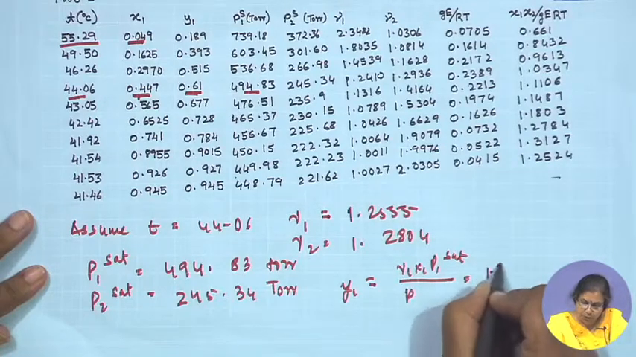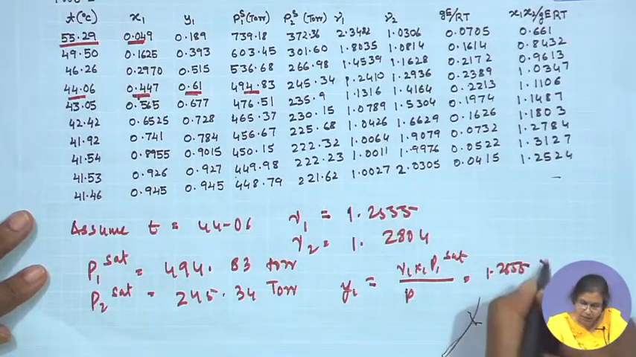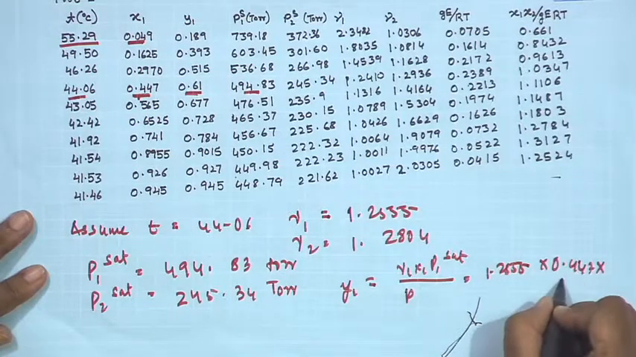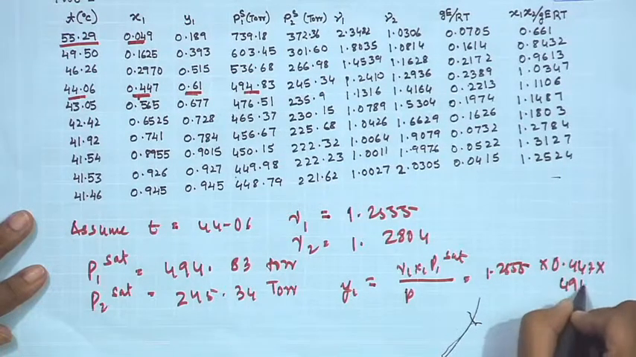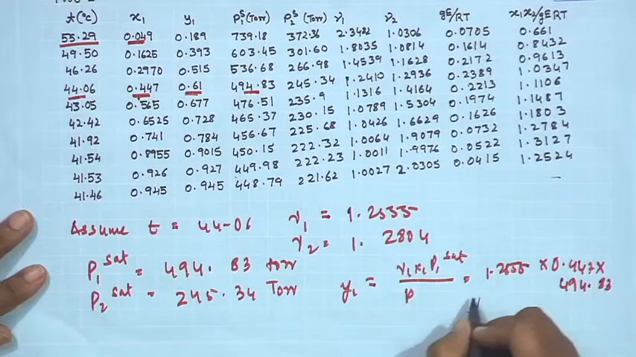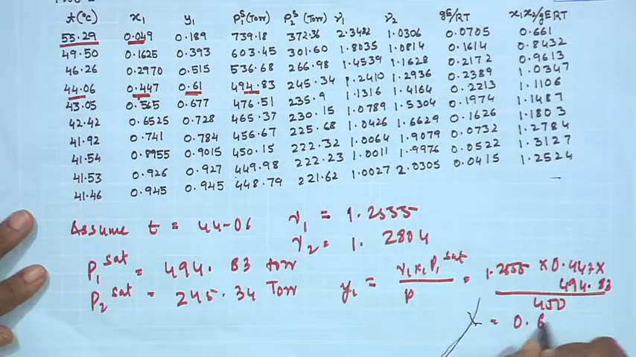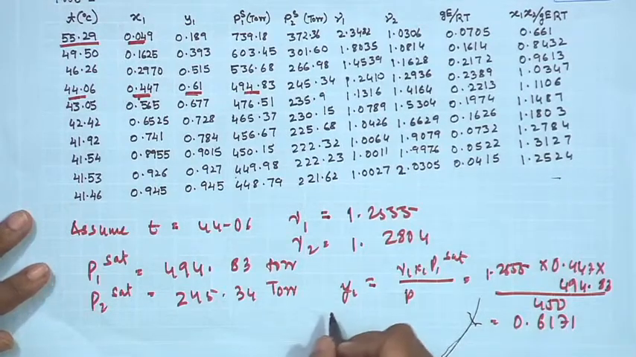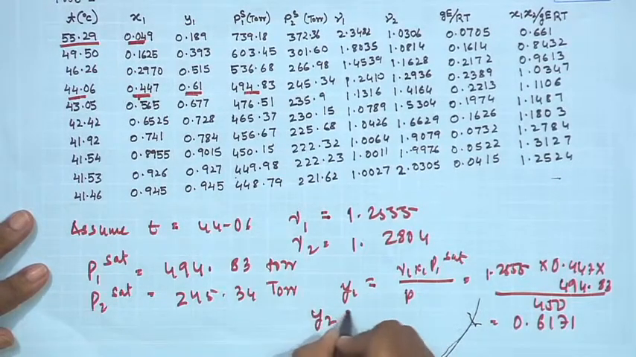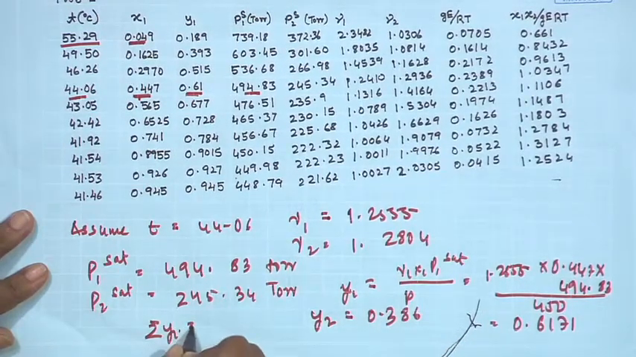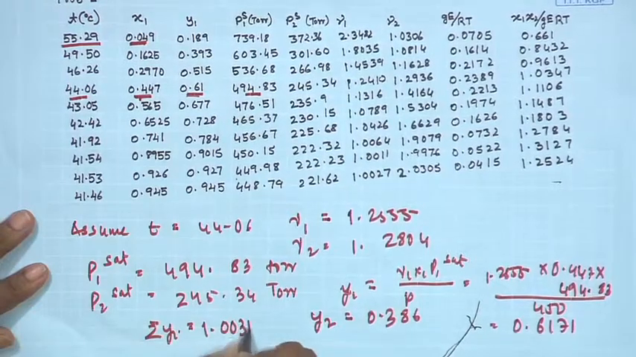it is just gamma 1 x1 P1 saturated by P. So, it is 1.2555 times 0.447 into 494.83 divided by 450, which is 0.6171. Accordingly, y2 equals 0.386. Add up y1 and y2, it is 1.0031. You can take this as more or less close to 1.